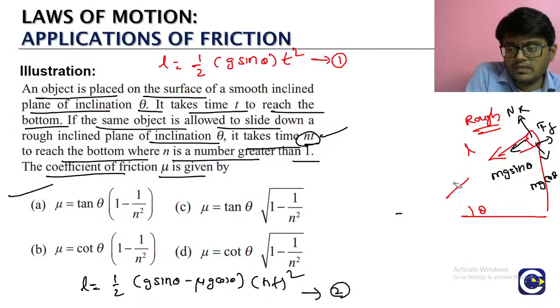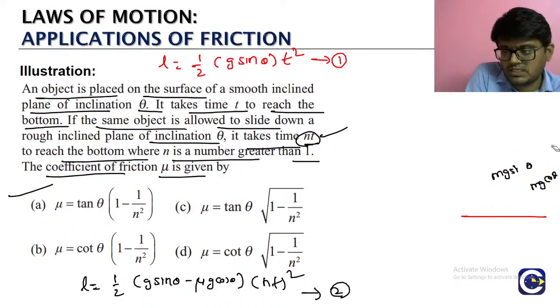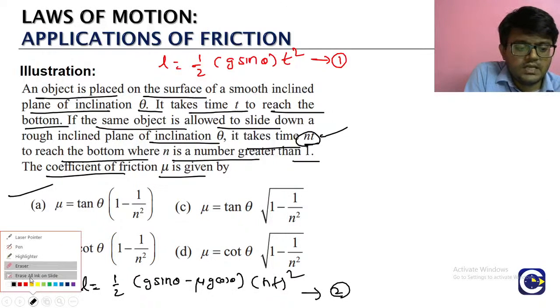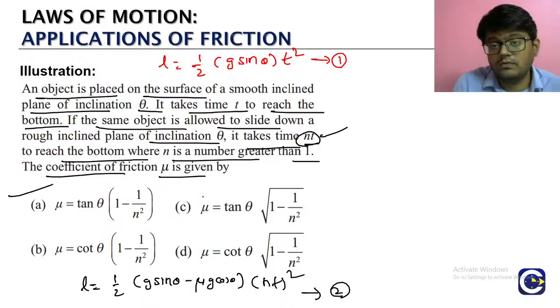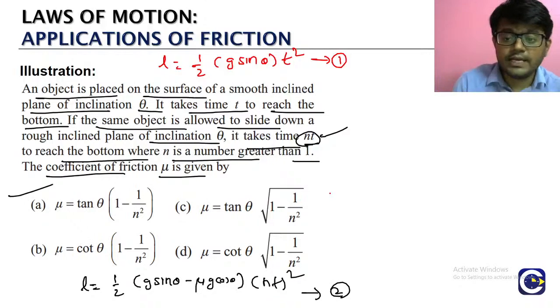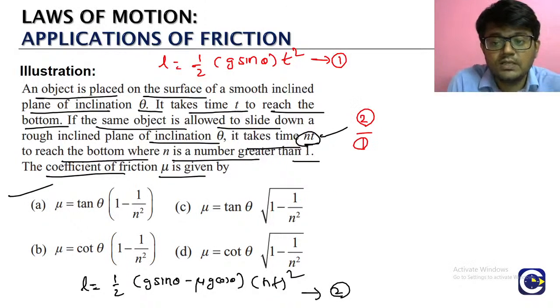Now it's more math. So we got the equations. From here we have to solve the equations to get the expression for mu. We have to find the mu value in terms of n and theta. So what we can do here, maybe we can just divide these two equations. Just do equation 2 by equation 1.